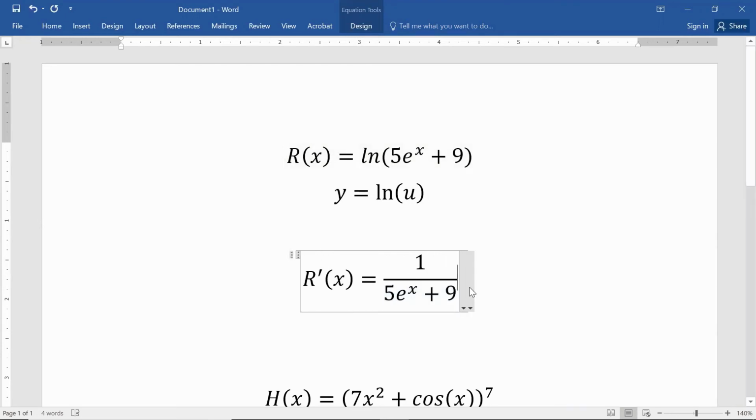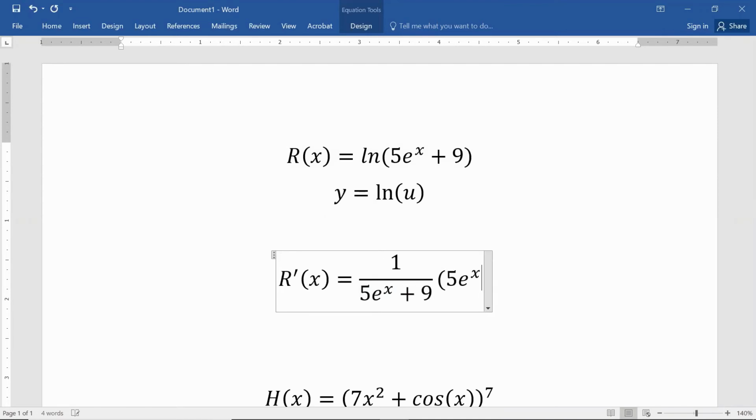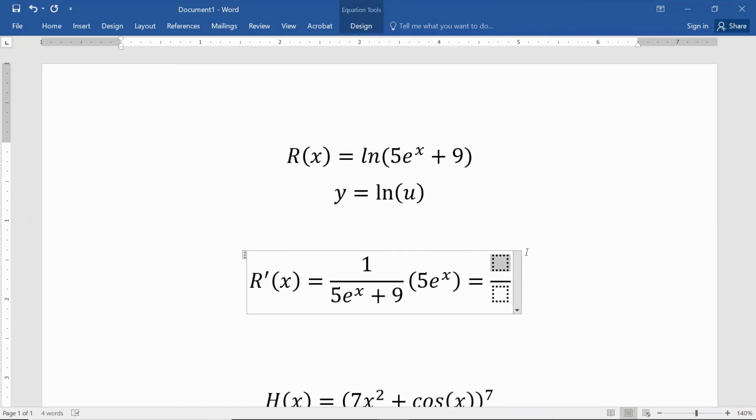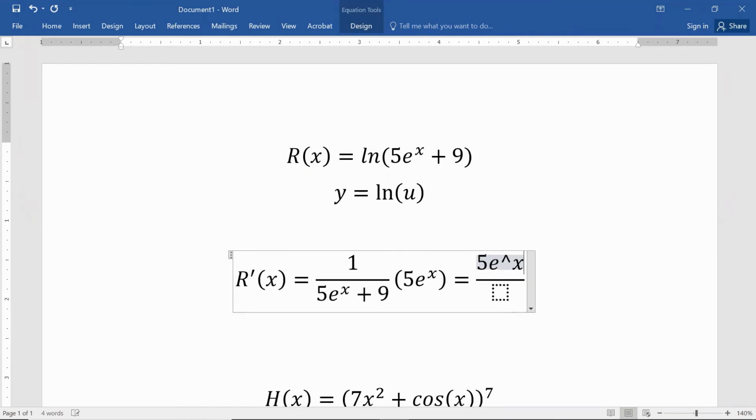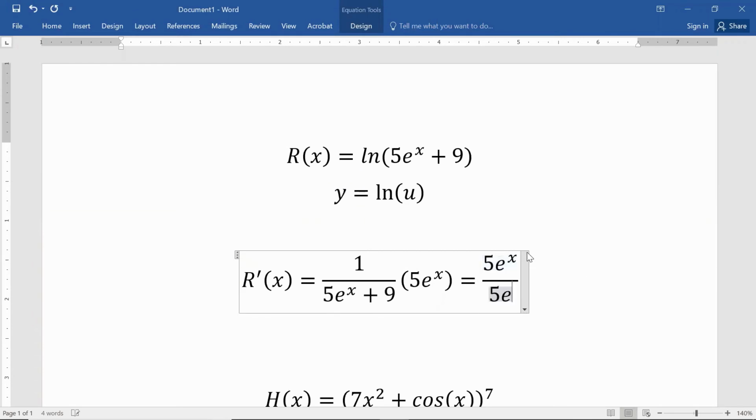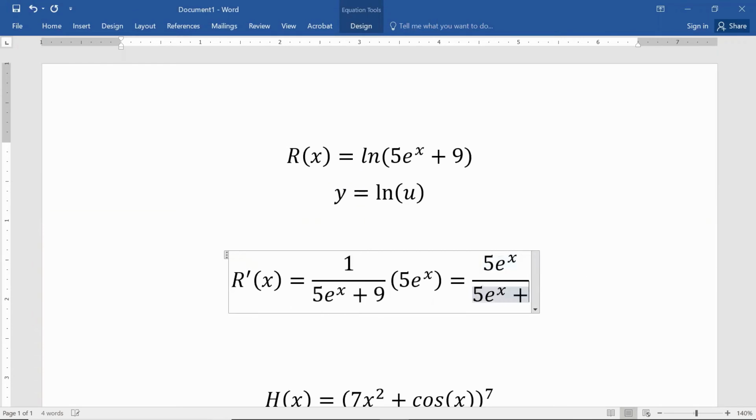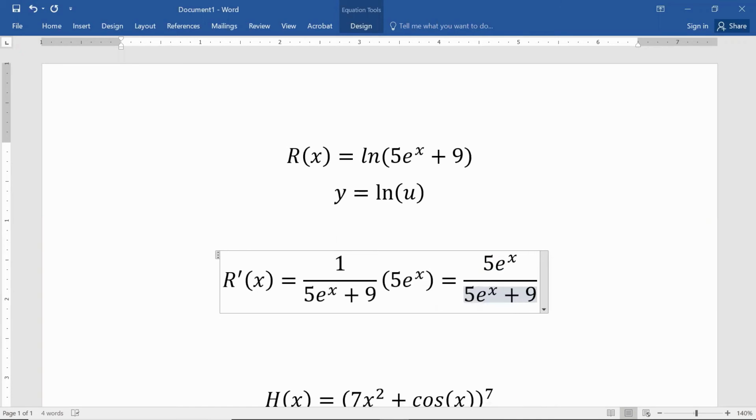And then I have to multiply times the derivative of the inside function. Now, in this case, since our inside function is 5 e to the x plus 9, the derivative of that is 5e to the x plus 0. Derivative of e to the x is e to the x. Derivative of a constant 9 is 0. And if you wanted to rewrite that, you could rewrite that as a single fraction, 5e to the x divided by 5e to the x plus 9.